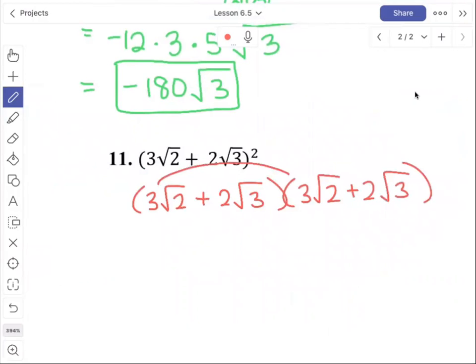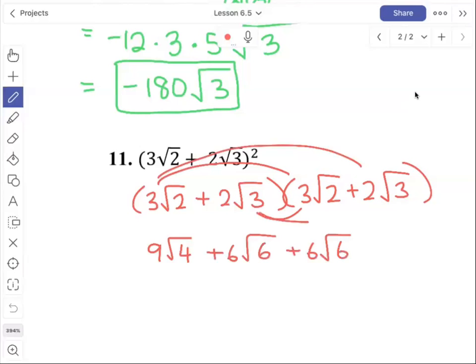So multiply, we get 9 rad 4. Multiply, we get 6 rad 6. Multiply, we get 6 rad 6. Multiply, and we get 4 rad 9. All right, so FOIL it out.